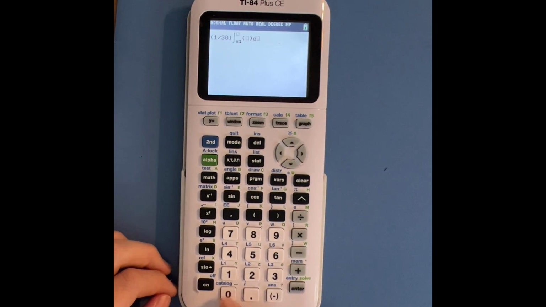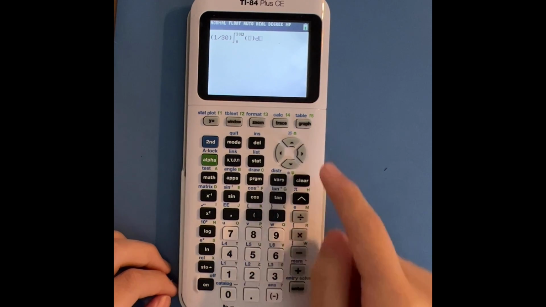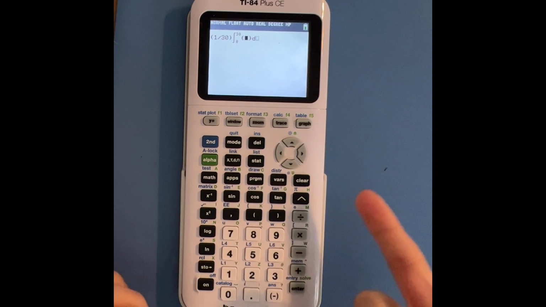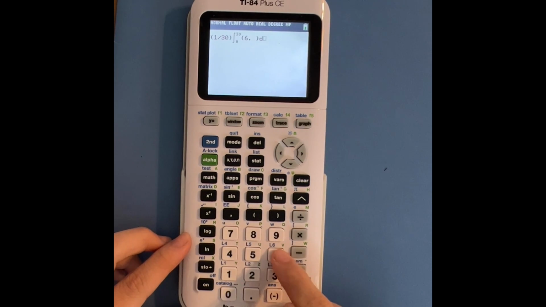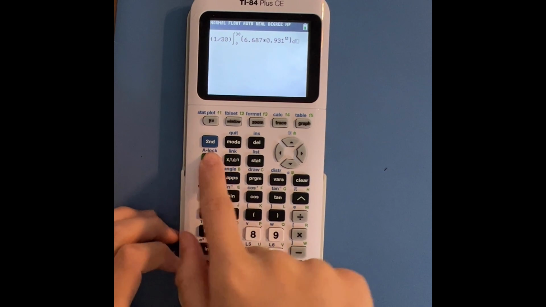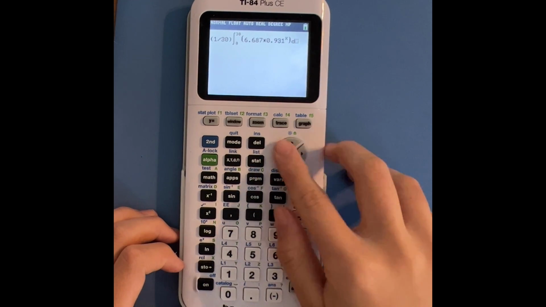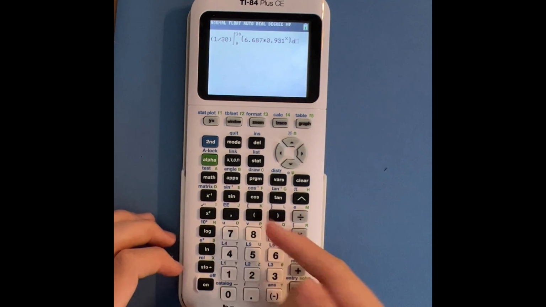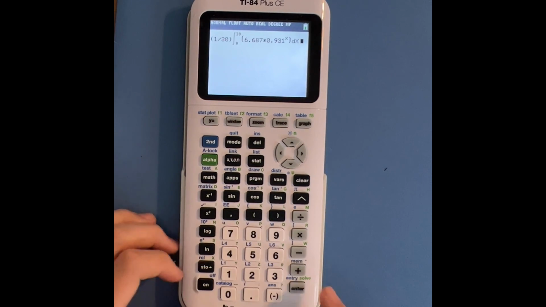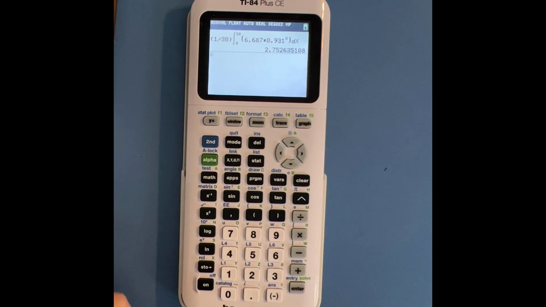The lower bound is 0. To go to the upper bound, you just hit the upper arrow, and then you input 30 since 30 is our upper bound. To fill in the integral, it should just be 6.687 times 0.931 to the power of, and then for the variable, I'm just going to do x, so alpha x. And then for the x part, it has to be x because my exponent is x, so I'll put alpha x. And then I hit enter, and you should get a value of that.